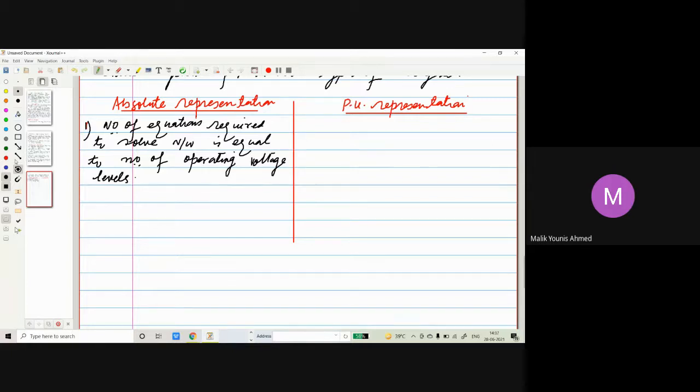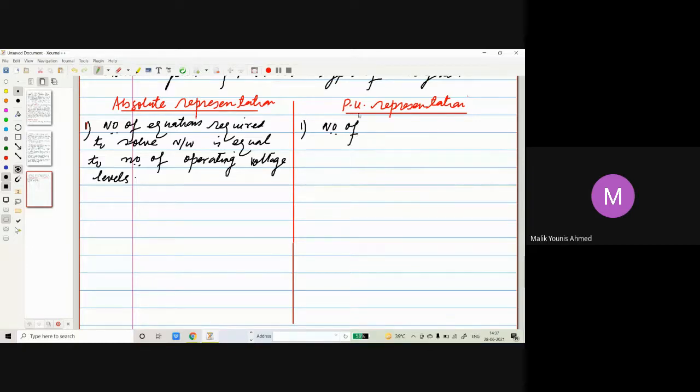ठीक है? So that means how many voltage levels in a system we will have, it will depend on the number of equations, will entirely depend on that only. So if we have 3, it will be 3, we have 4 in a power system, so it will depend accordingly. Okay? So this is for the absolute system. But for the per unit system, you should always remember number of equations to solve network is equal to always 1.